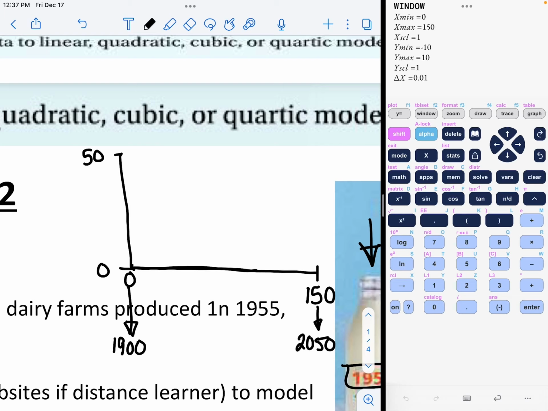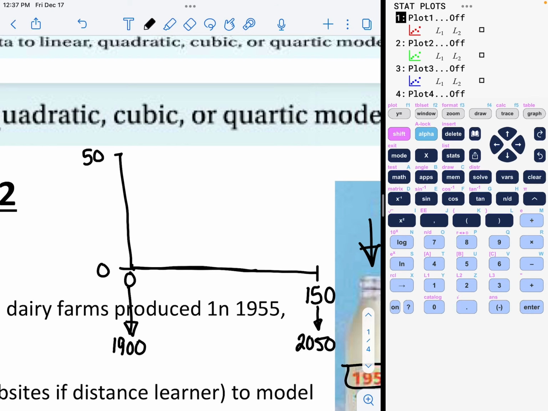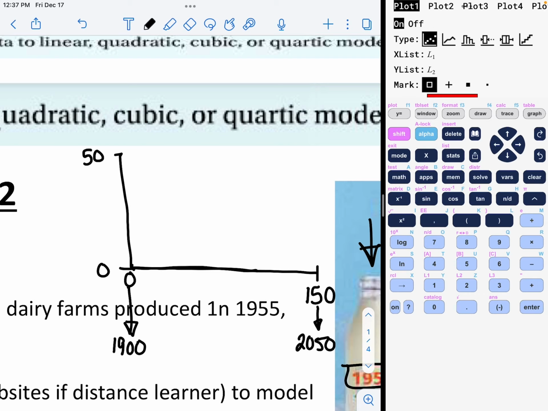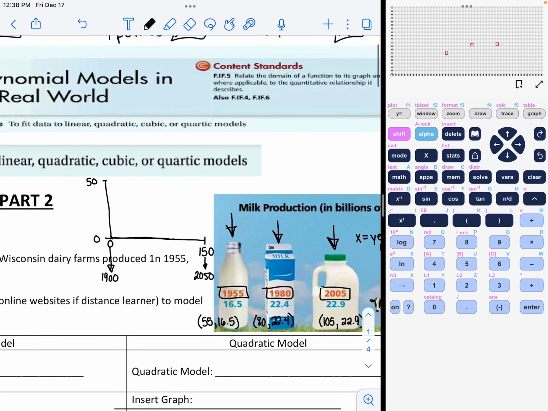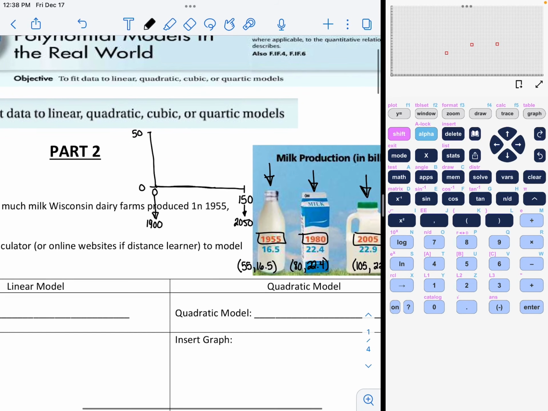And my minimum on my y's, I'll go from 0 to 50. When I hit graph, hopefully I'll see my points. Clear out my y equals. I don't need to see that. And if your plots are not on, you might need to turn them on. I'm going to turn my plots on. Now I'll hit graph. There they are. Those look pretty good. All right, so those are my points right there, okay? Those are the different points.